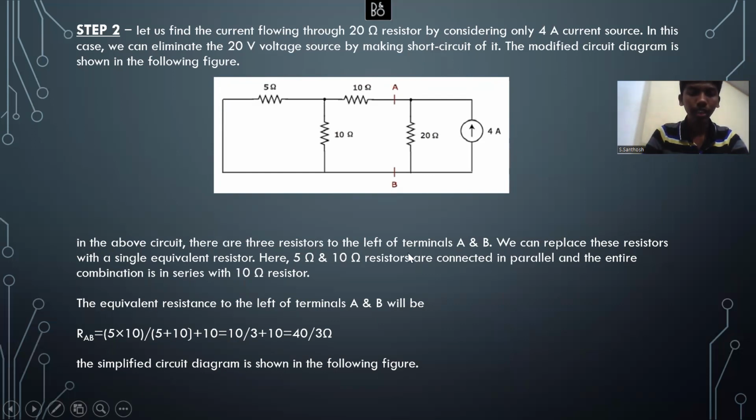So now again solving it, we can see over here that they've taken the equivalent resistance. In the above circuit, there are 3 resistors to the left of the terminals A and B. We can replace these resistors with a single equivalent resistor. Here the 5 ohm and 10 ohm resistors are connected in parallel, and the entire combination is in series with the 10 ohm resistor. So here we have just calculated the equivalent resistance.